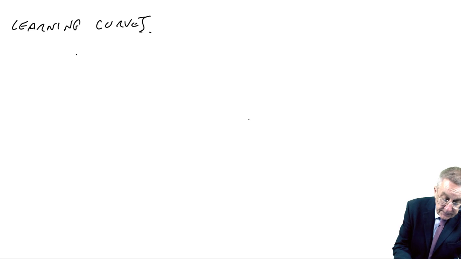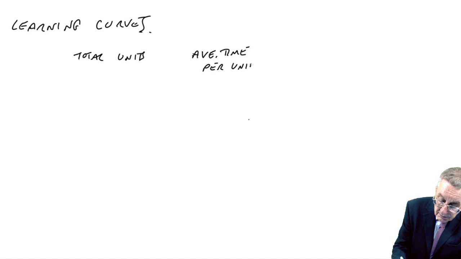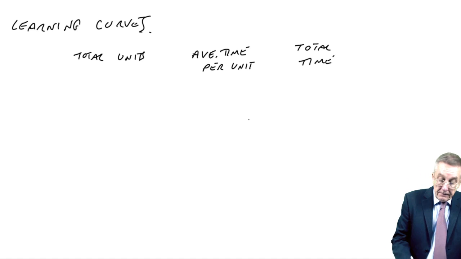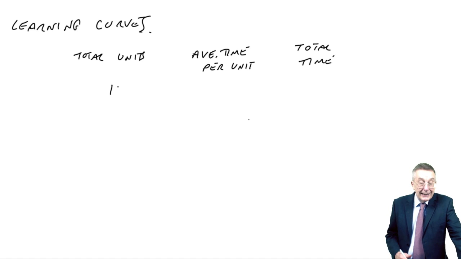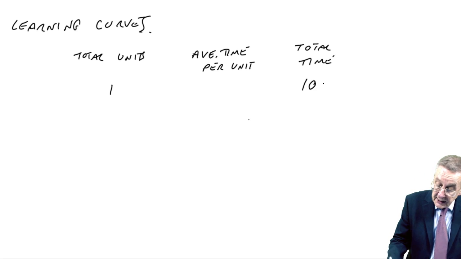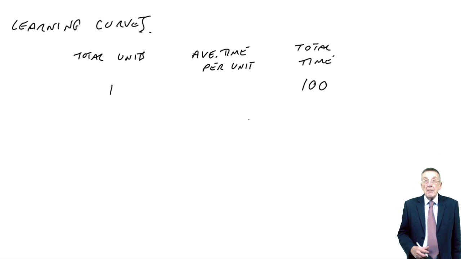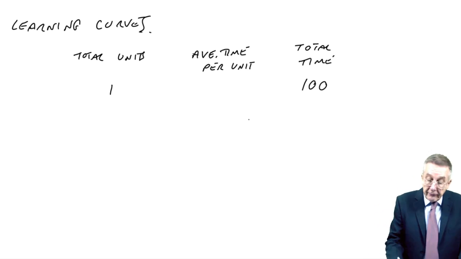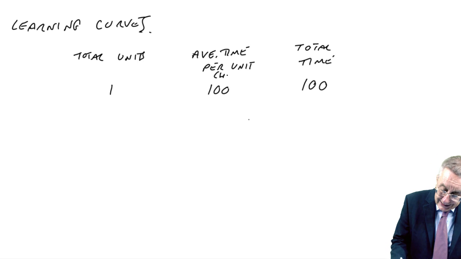I'm going to set it up as a little table. The total units, average time per unit, total time. We start off, we say, if we make one unit, the total time to make that unit is 100 hours. And it may seem silly for the moment, be patient with me, but if you only make one unit and it took 100 hours, the average time per unit is 100 hours.